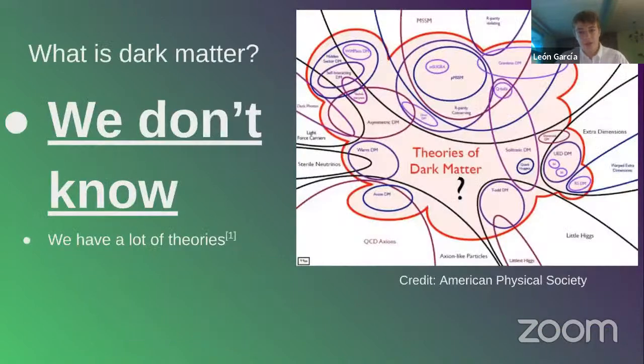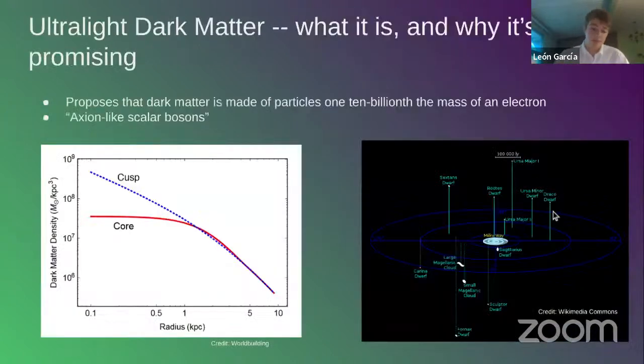We have a lot of theories for what dark matter could be because we honestly don't know a lot about it. We know its effects, but we don't know what it is. So I'm currently exploring a theory that proposes that it's made out of this really, really light particle called an axion-like scalar boson, or a tiny particle that's 1/10 billionth the mass of an electron. This particular way of looking at dark matter is both really interesting and it's come closer to solving a lot of problems with other dark matter models.